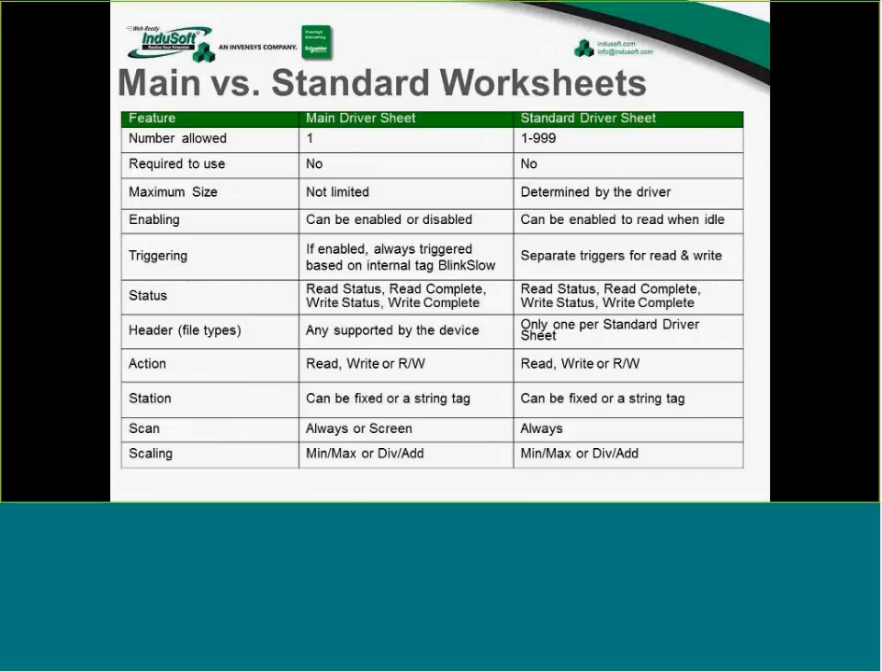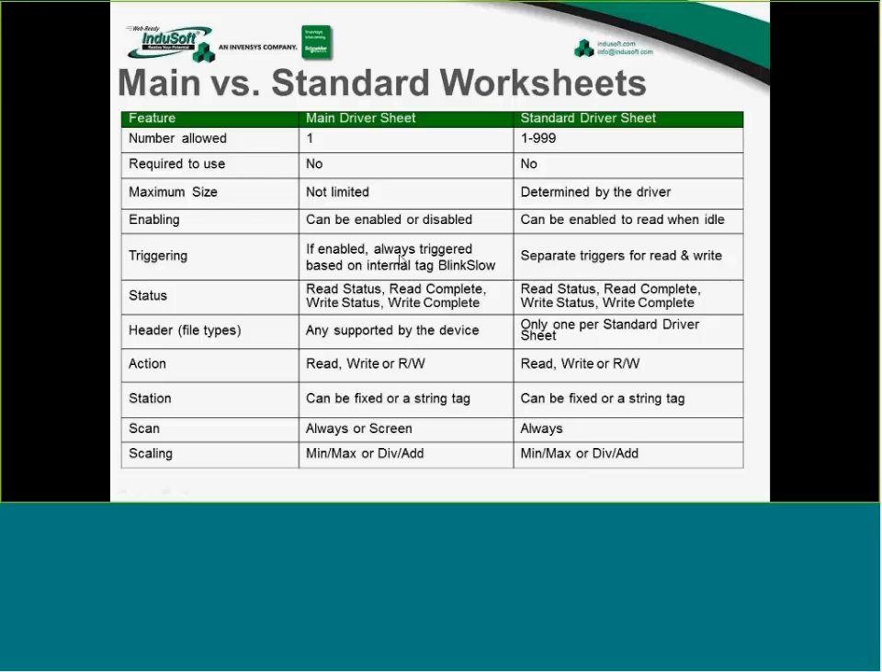So this chart is covered in the training video, and just briefly here, a couple of the main differences between the main driver sheet and the standard driver sheet: the main driver sheet is triggered based on a tag called blink slow, and that is roughly 600 milliseconds as an update rate. And you can change that. It's just by default blink slow, but it does affect communication throughout your entire project, or main driver sheet anyway. And the standard driver sheet, as I showed a minute ago, has separate triggers for reading and writing, so you get full control over that.